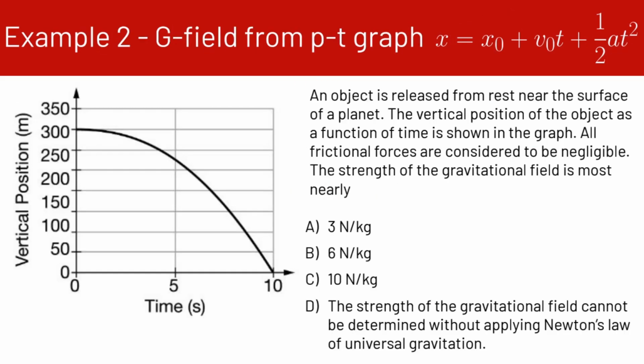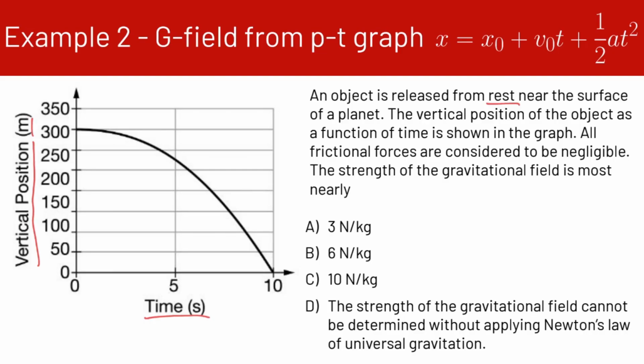All right, let's look at this example number 2, which is a gravitational field from a position time graph. So we have this position time graph here. We have the vertical position on the y-axis, in meters, and time in seconds on the x-axis. An object is released from rest, so our initial velocity is going to be 0. Near the surface of a planet, the vertical position of the object as a function of time is shown on the graph. All frictional forces are considered to be negligible, so we can ignore friction. The strength of the gravitational field is most nearly, so we're trying to find the gravitational field.